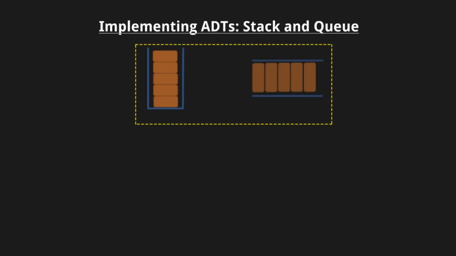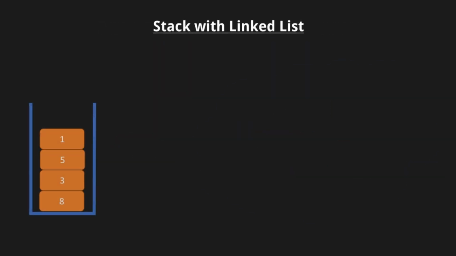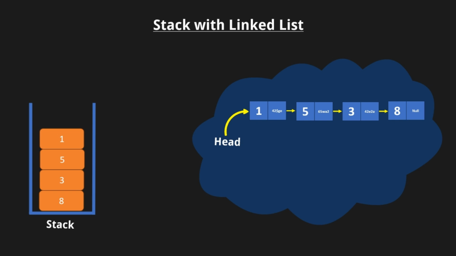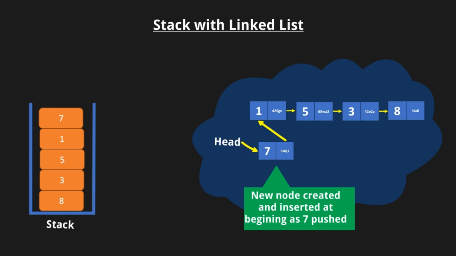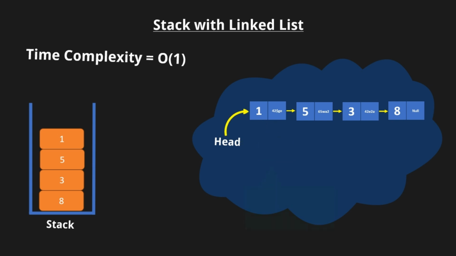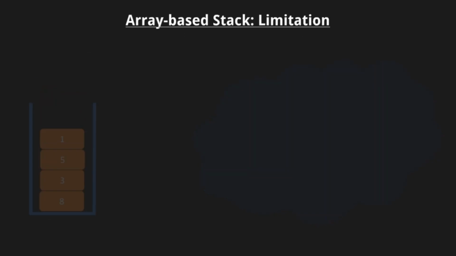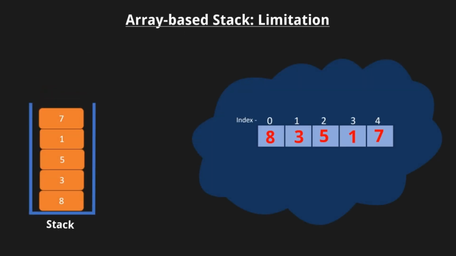When it comes to implementing abstract data types like stack and queue, you can choose between arrays or linked lists. Each has its own strengths, but linked lists offer more flexibility. In a stack, we follow the LIFO principle, last in, first out. With a linked list, nodes are created dynamically, so the stack can grow or shrink as needed. Push and pop operations happen at the head of the list in constant time, big O of 1. You don't need to worry about size limits unless memory runs out. With an array, you face a fixed size which could lead to stack overflow if the size is exceeded.